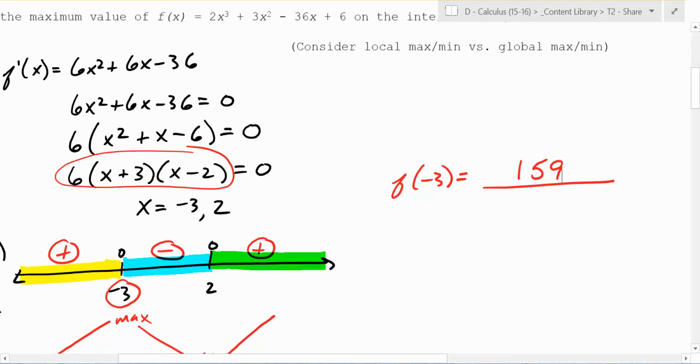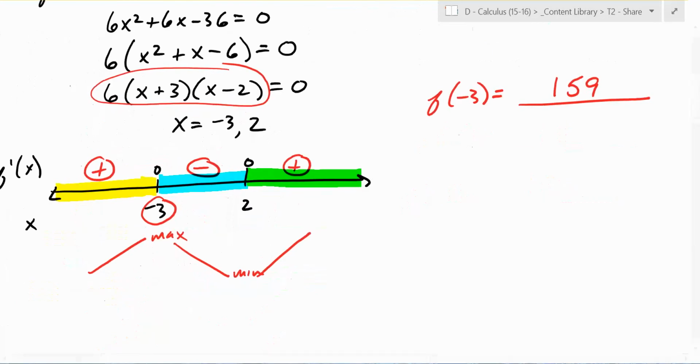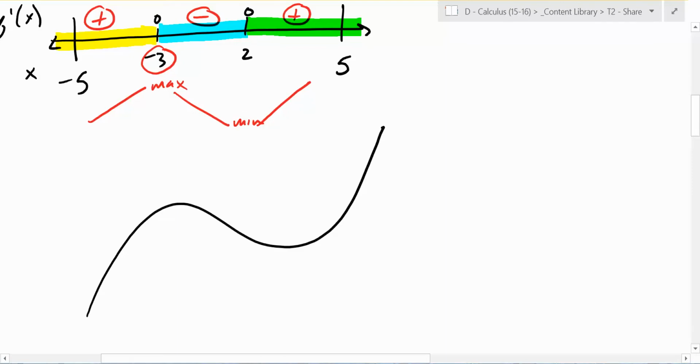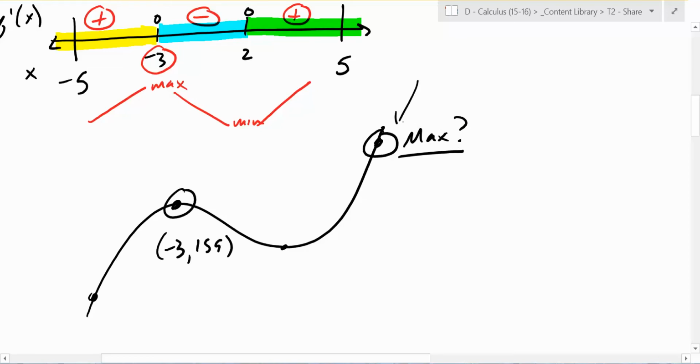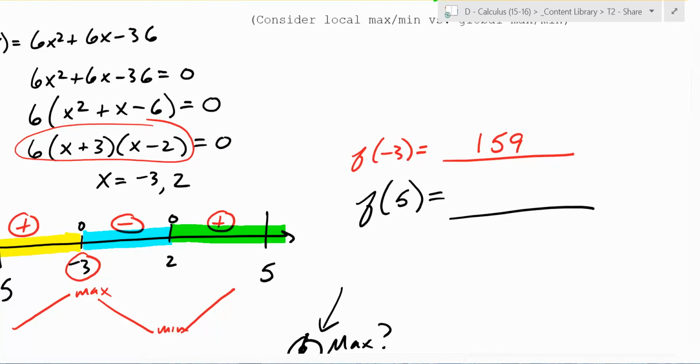What information have we not used yet? We haven't used the interval, right? Here's the thing. It stops at -5 and it goes up to 5. We know that this function looks like this, right? Yeah. We know there's a max here, a min there. Well, here's the thing. This could be higher, right? We know that this one right here is what, -3, 159? Could this one be higher? So what do you have to test? You have to test two things. Just to be sure, test both endpoints.